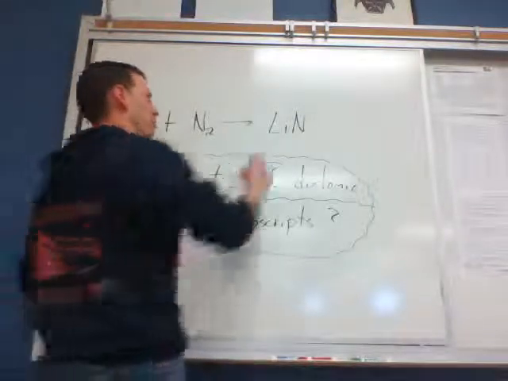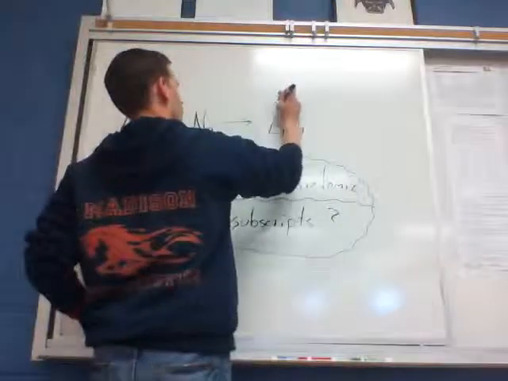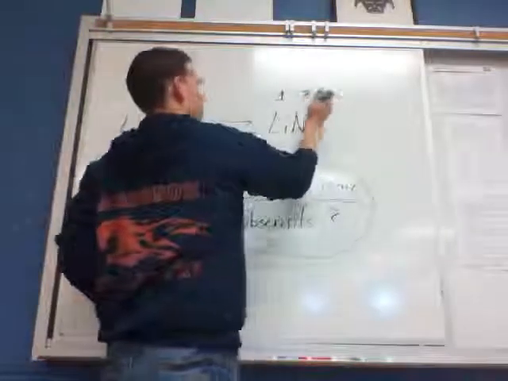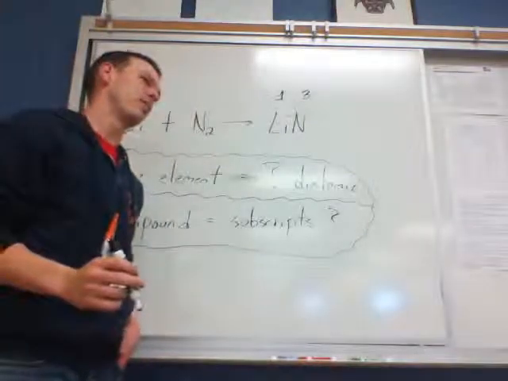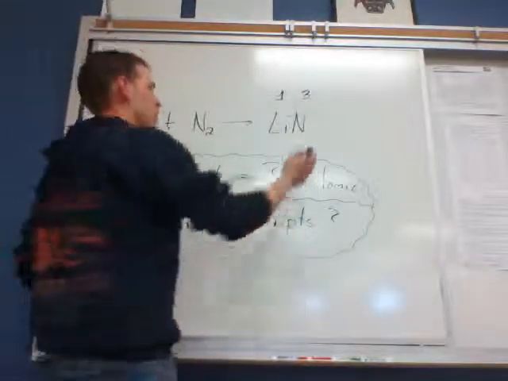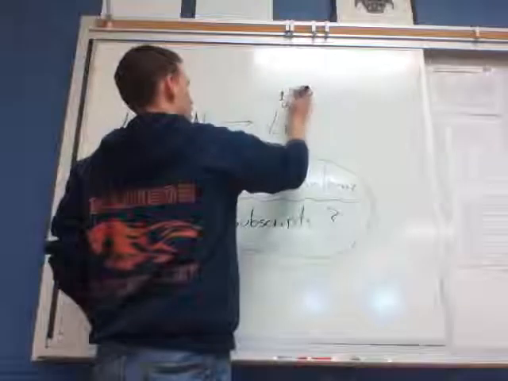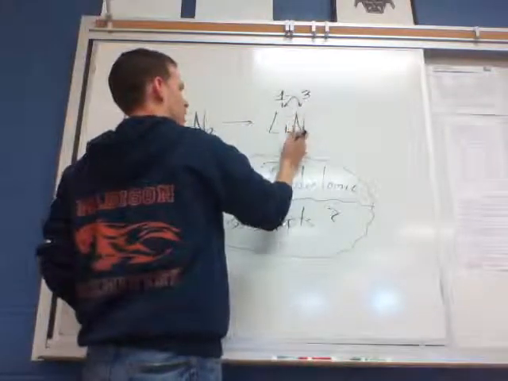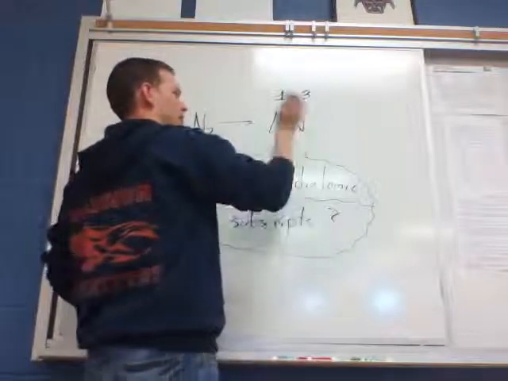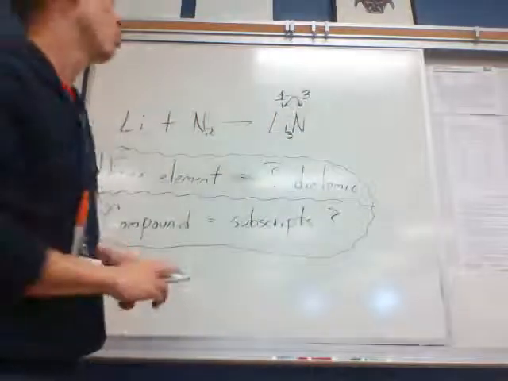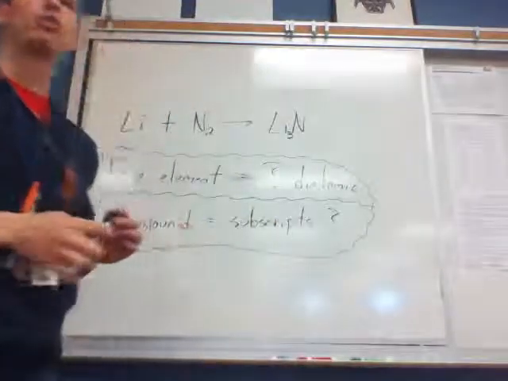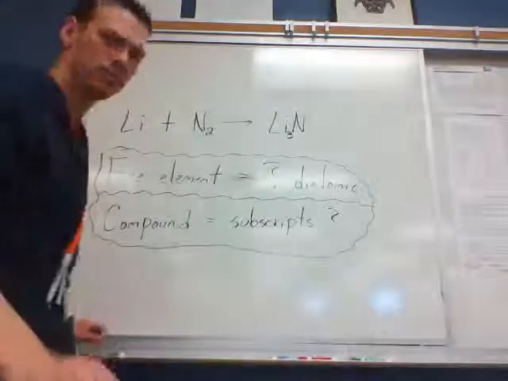What's lithium's predicted charge? It's a +1. What's nitrogen's predicted charge? It's a -3. If the numbers are different, they crisscross. So I want the 3 to go to lithium and the 1 to go to nitrogen. We said the 3 is going to go to lithium, the 1's going to go to nitrogen. We don't show 1's. And now we're finished with our first problem.